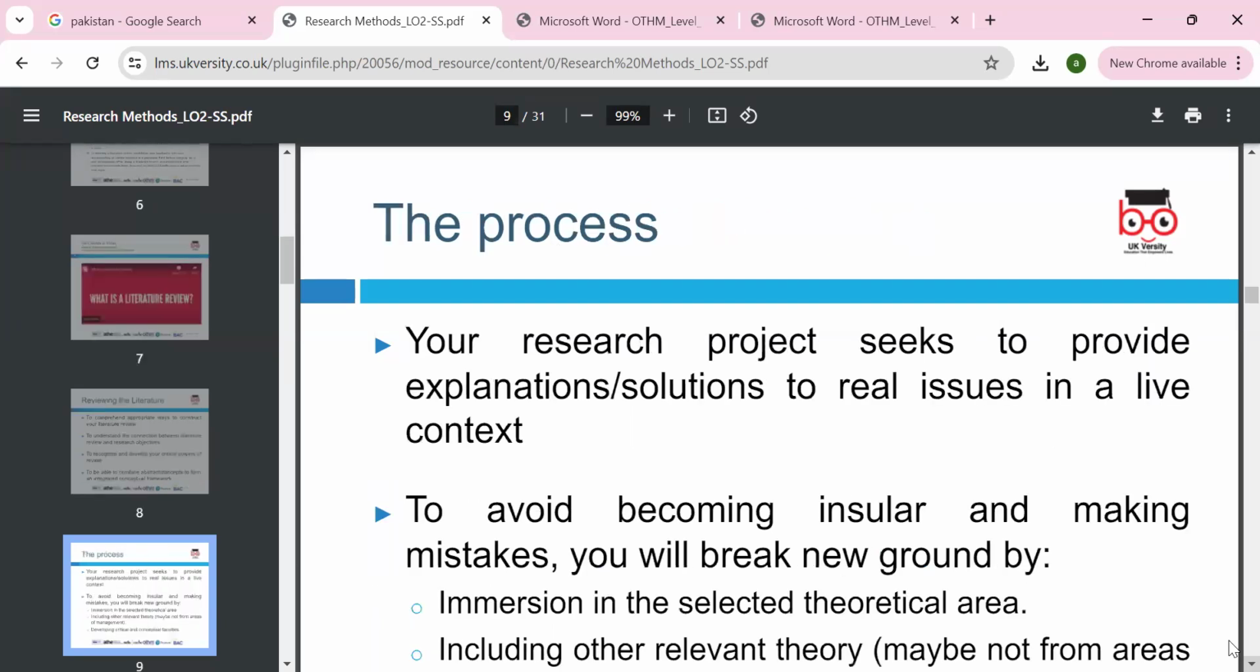It's quite helpful. That's why we say data, information, knowledge and management are very important. Data is raw facts and figures. Information is a library for business, and when you have information, you have knowledge. So your research project seeks to provide examination and solutions to real issues, to avoid becoming insular or making mistakes, and to break new ground, so we need to select the theoretical areas.